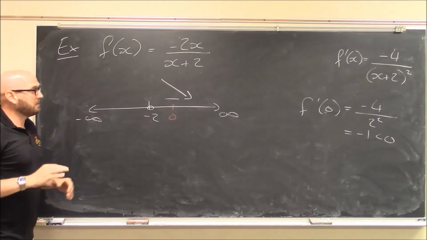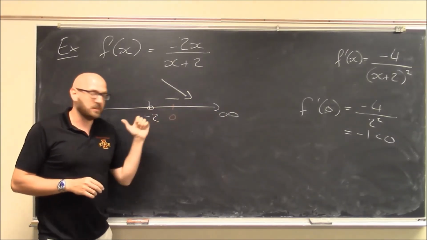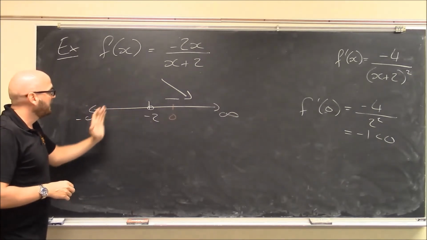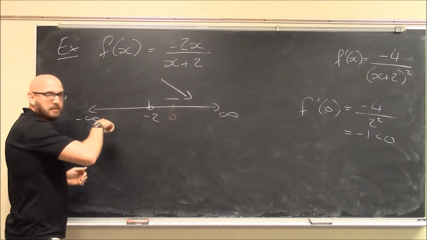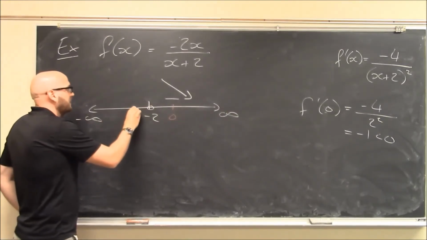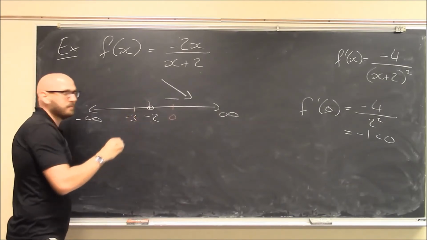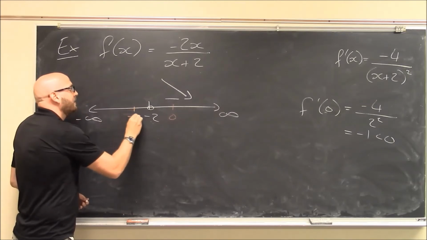And hopefully you didn't pick up this thought from the last example where it just sort of switched from increasing to decreasing. That doesn't always happen. I don't think that's going to happen here. We'll choose some number to the left of minus 2. Last time I just chose a huge negative number, but let's actually just choose a number here. How about we go minus 3?